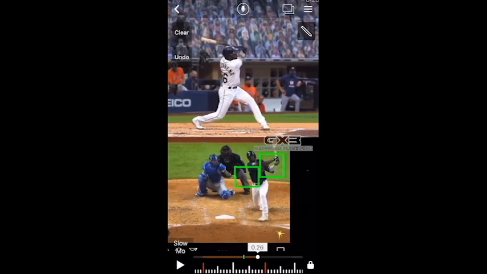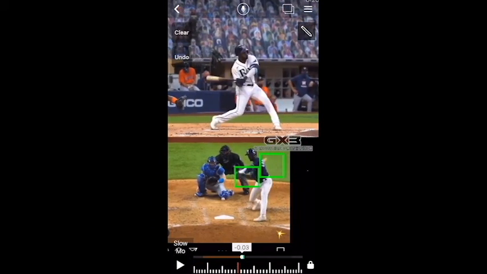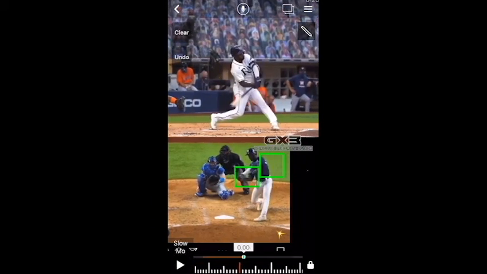And then extension. Left arm bent here, right arm close to straight. Right arm bent here, left arm close to straight.